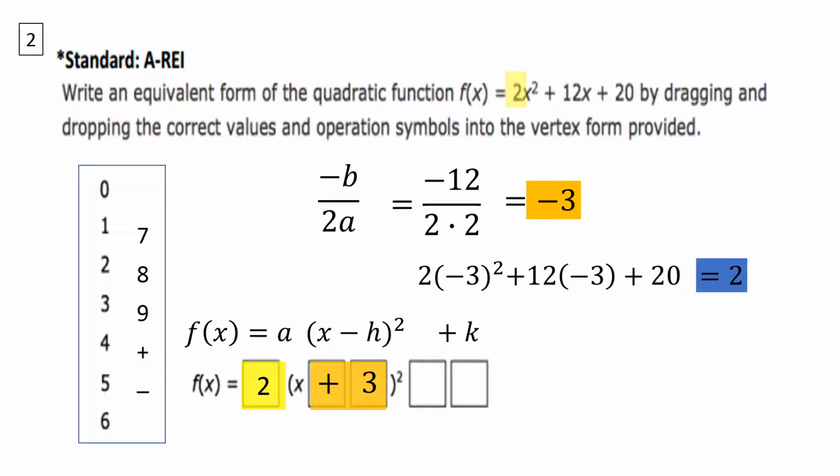And that 2 is the y value of my vertex. And that's going to be y's tell the truth because they're y's. So right there, that's going to be plus 2. So my vertex form is 2 times (x plus 3) squared plus 2.